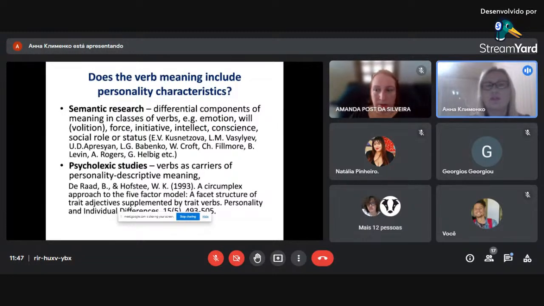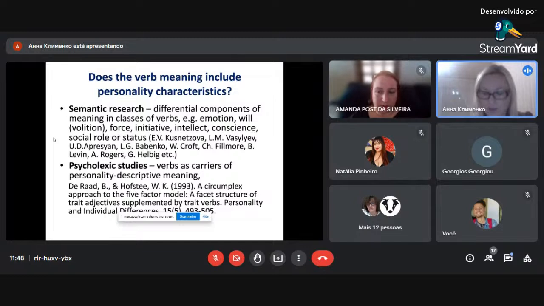And there are numerous research of such type. The second line is psycholexic studies, where verbs are viewed as carriers of personality descriptive meaning. In particular, Bolderad and William Hofstee use a set of verbs with differential capacity like love, help, or strive, in conjunction with a set of personality adjectives, and prove that the results from personality rating data according to the five-factor model are related from both sets. These studies mainly focus, of course, on psychology, I mean characterizing a person using the words.